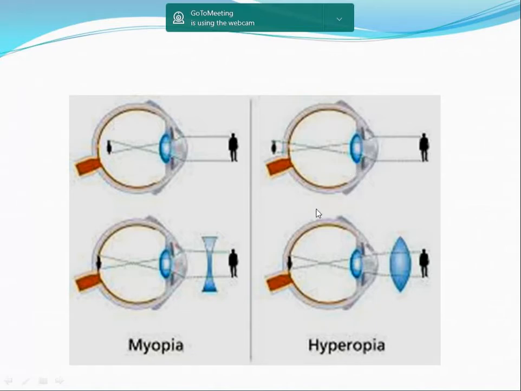Conversely, in a hypermetropic eye, the image is formed behind the retina because the eye is too small or too flat and is not able to converge so much. So we aid the eye by giving a converging lens or convex lens, placed in front of the eye in the form of spectacles or contact lens. Understood? This is the basis of treating myopia and hypermetropia using concave or convex lenses.